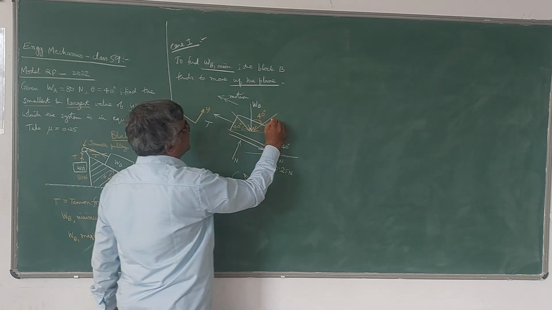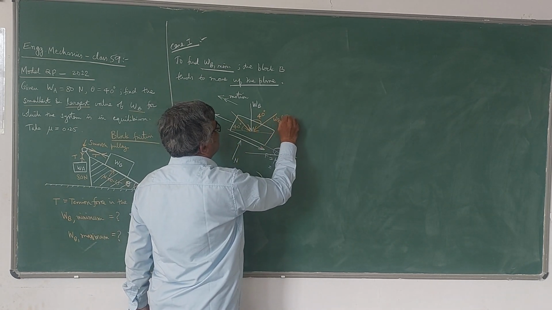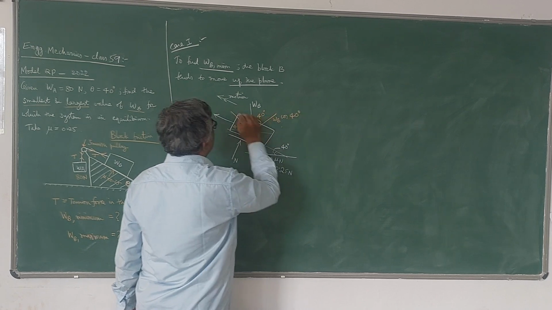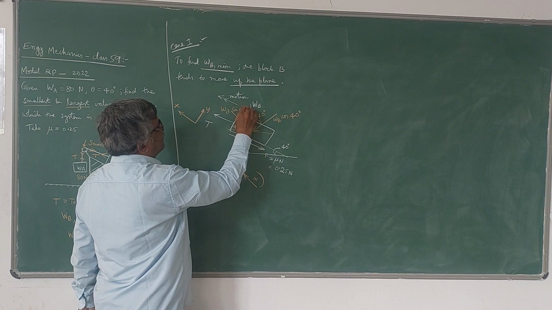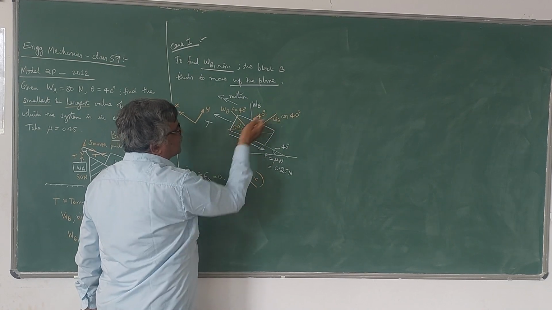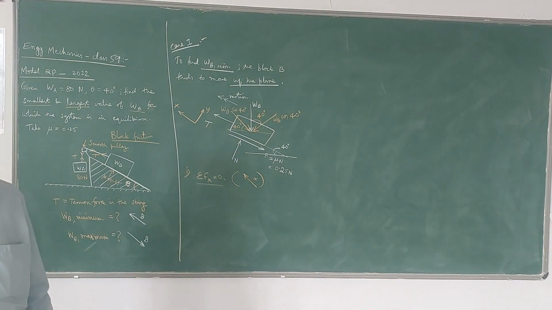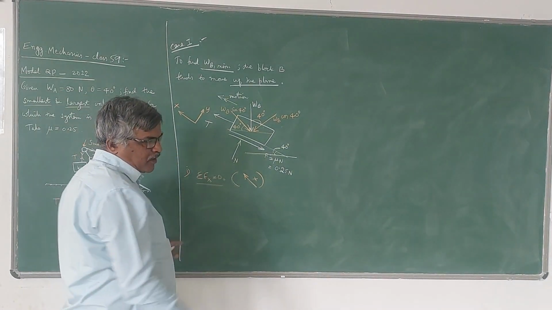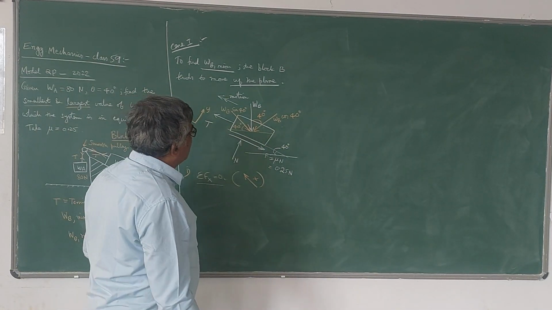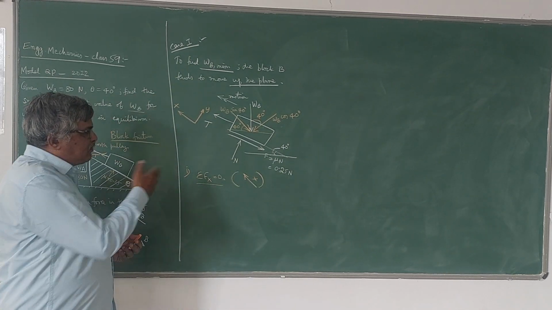When this is 40, this will be WB cos 40, and this will be WB sin 40. You can see that this is the adjacent angle. So this is how you have to resolve. I have resolved the weight component, weight of the block, into x and y components like this. Now we can apply the equilibrium equation.